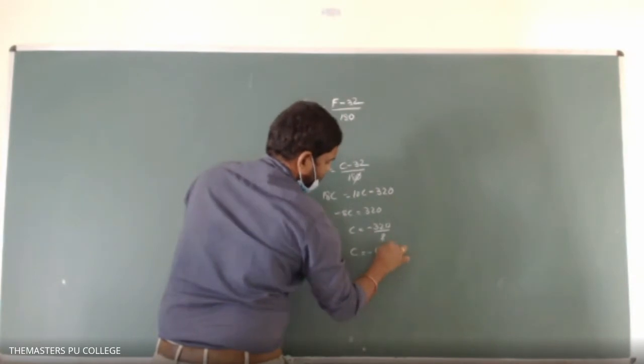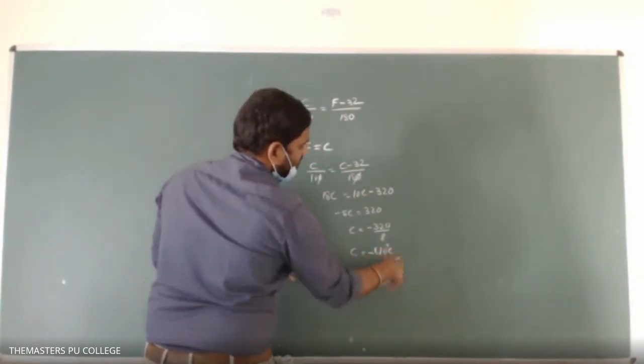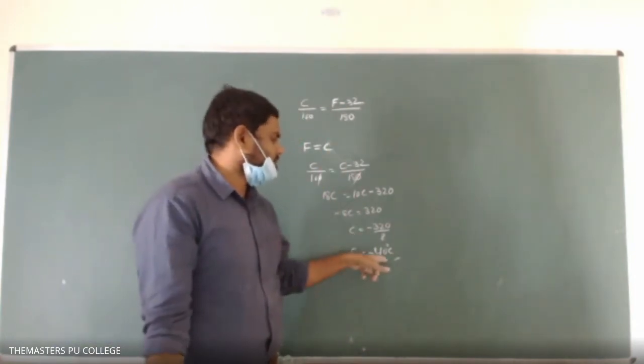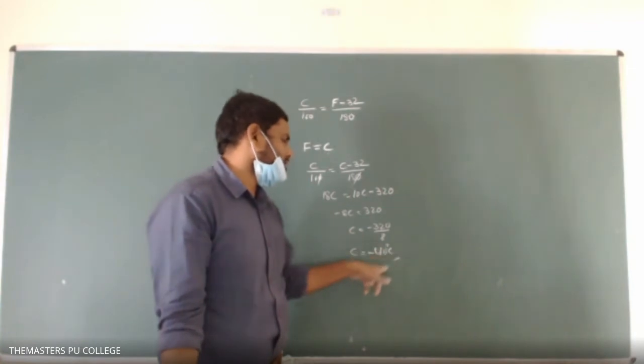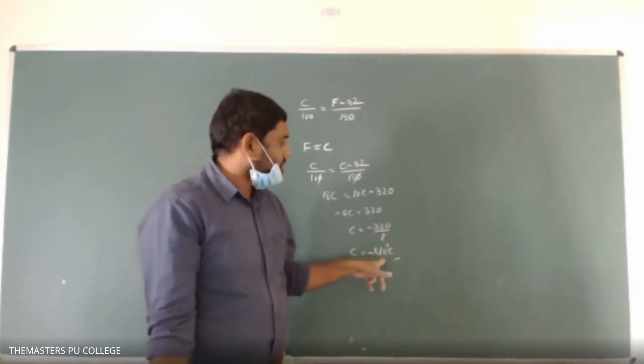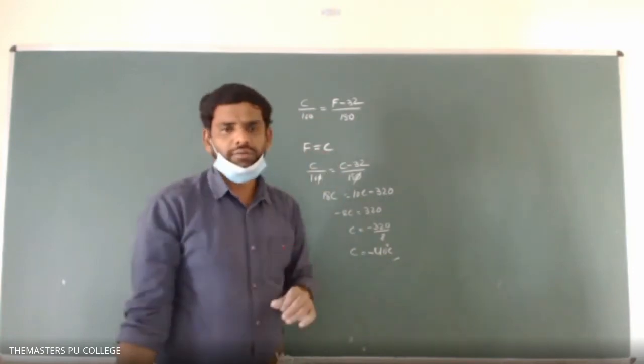minus 40 degrees centigrade. So at minus 40 degrees centigrade, both the scales will show the same reading. So minus 40 degrees centigrade or minus 40 degree Fahrenheit, both will be the same. So this is the temperature at which both Fahrenheit and Celsius scales will show the same reading. Got it?